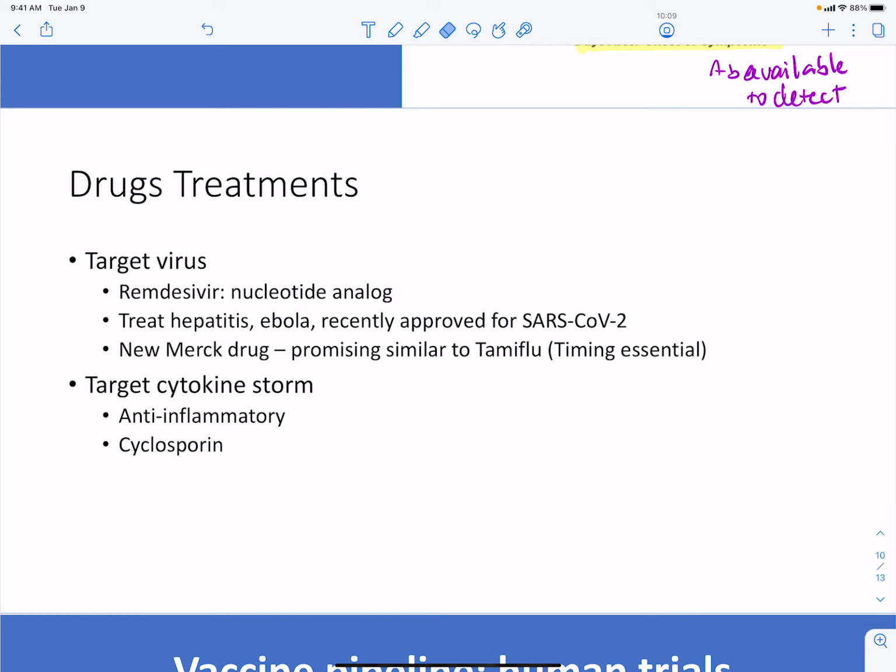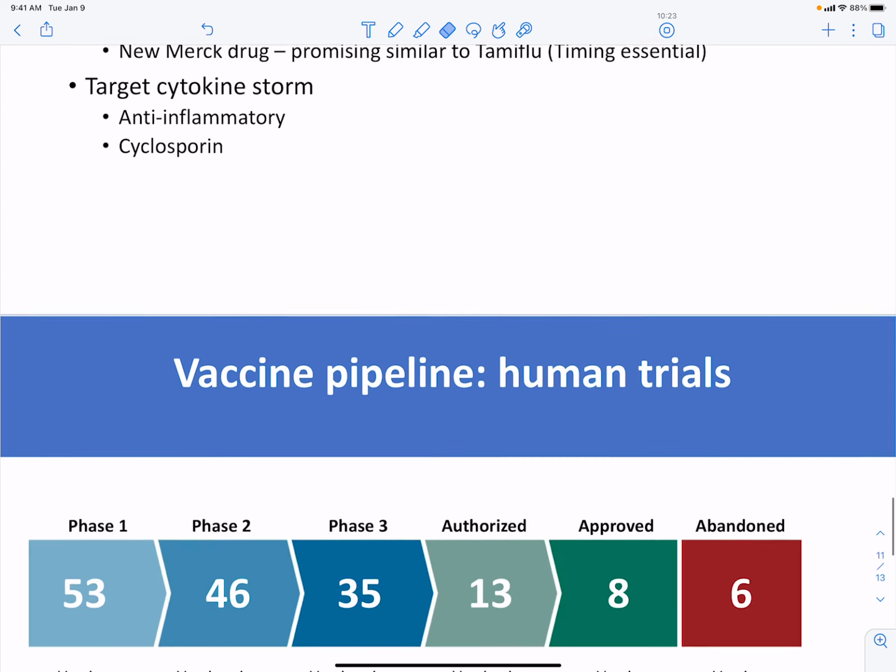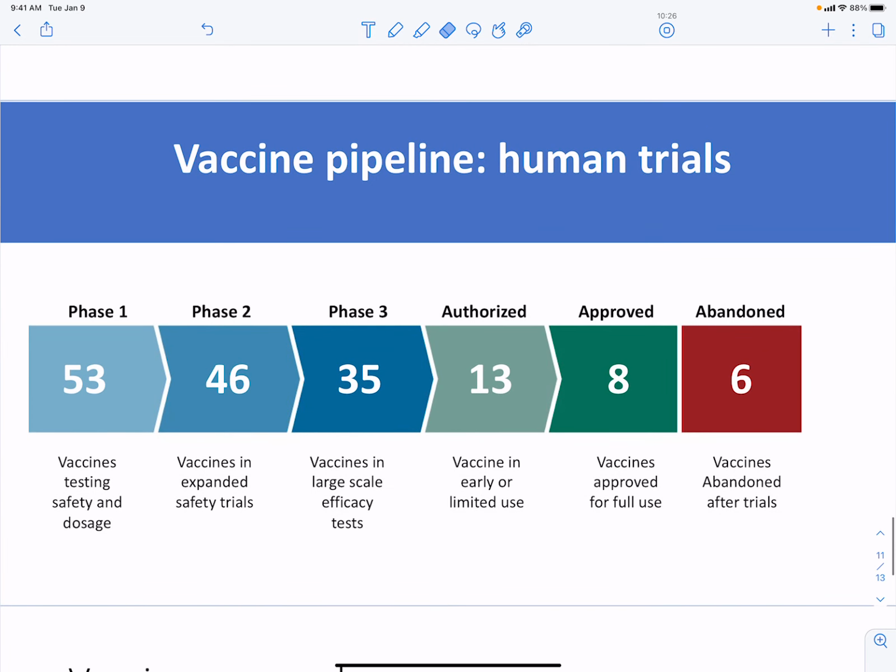So you want those treatments very early. Drug treatments to target the cytokine storm are going to be those anti-inflammatories, cyclosporins, other drugs that have been used to treat things like sepsis in the past, which are going to be used to help target cytokine storm and prevent shock. Now, just a quick look at the vaccine pipeline.